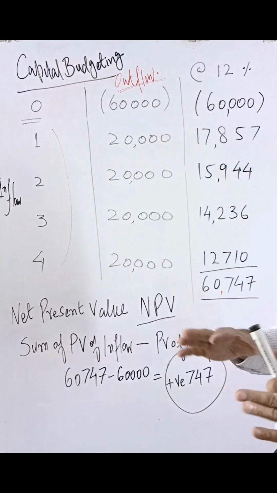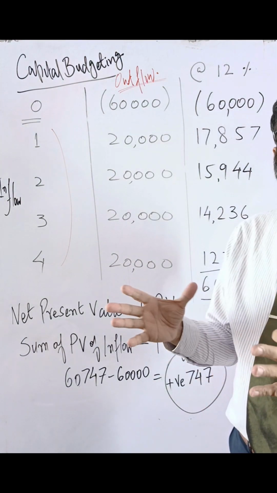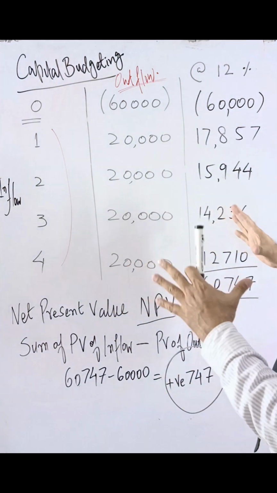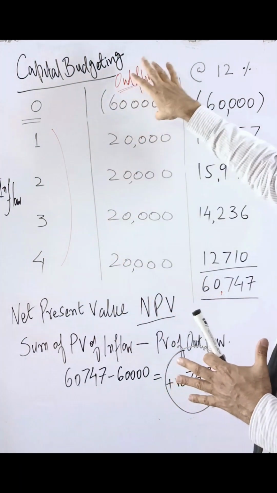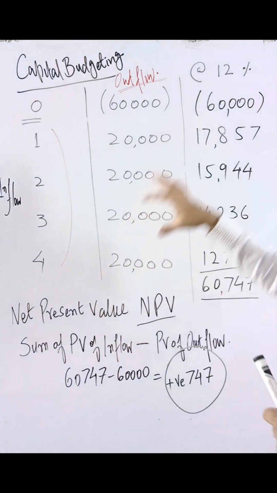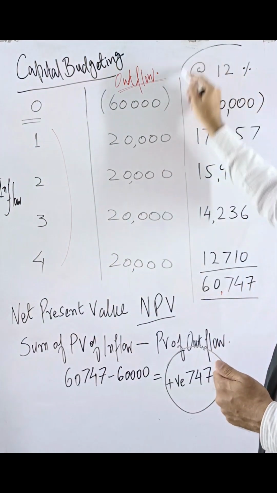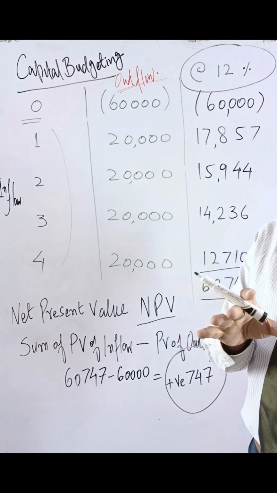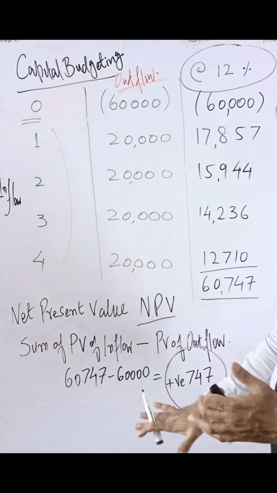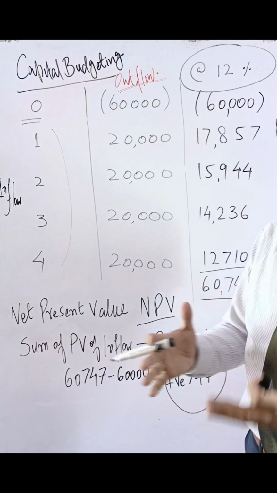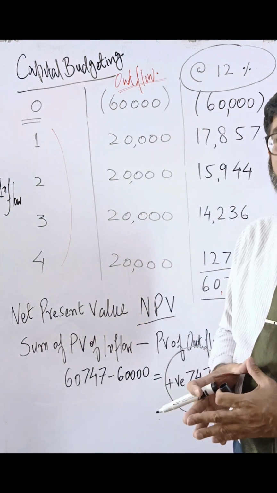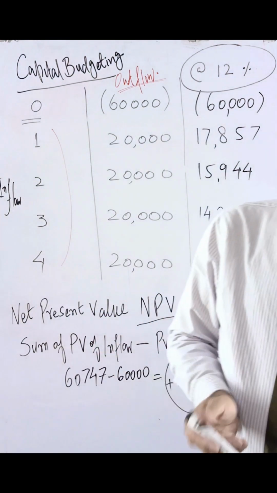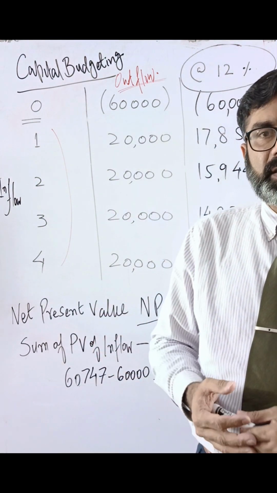For example, if we have any other project and the answer is negative, we have to reject that project. So this is the basic concept: we have inflows and outflows, but we have to calculate the present value at a specific discount rate, and then subtract the present value of outflows from the present value of inflows. If the answer is positive, meaning inflows are more, we accept the project. If outflows are more, obviously we reject the project. So this is the basic concept of how we use the net present value.